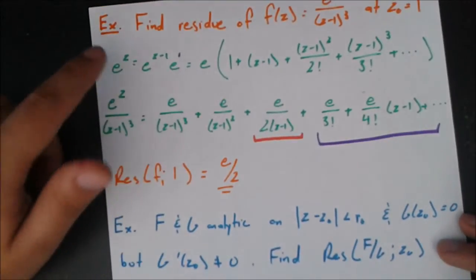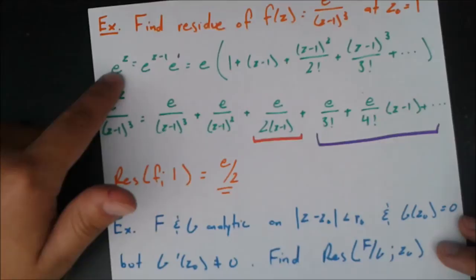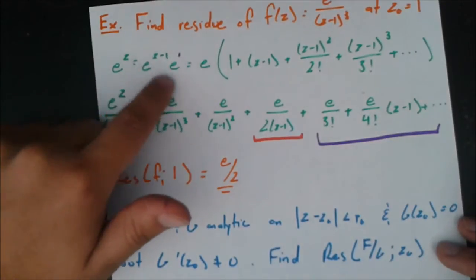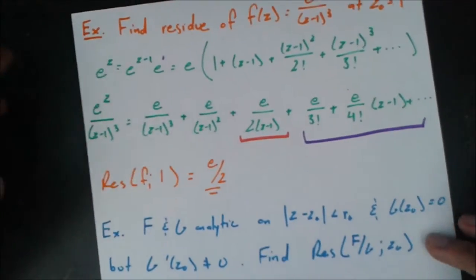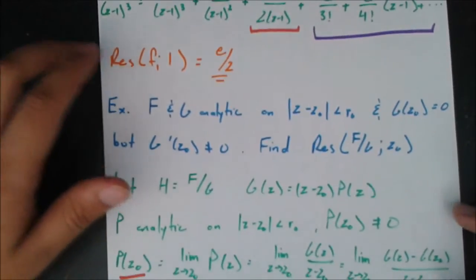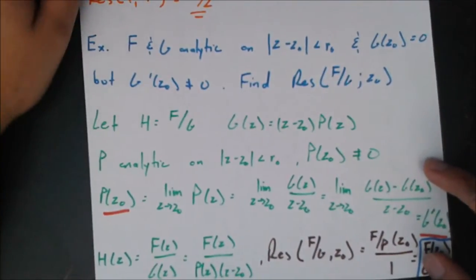The hardest part was probably to split this up as e to the power of z into e to the power of (z minus 1) times e. Just understanding that. But as you do more examples, you'll see that there are different tricks involved. So the next thing we'll do is a theorem/example.